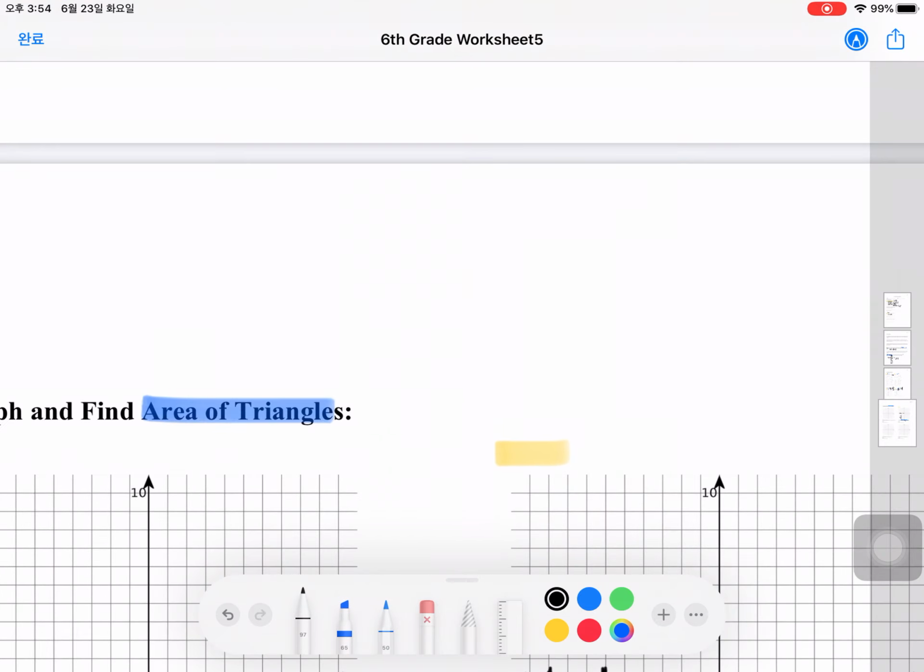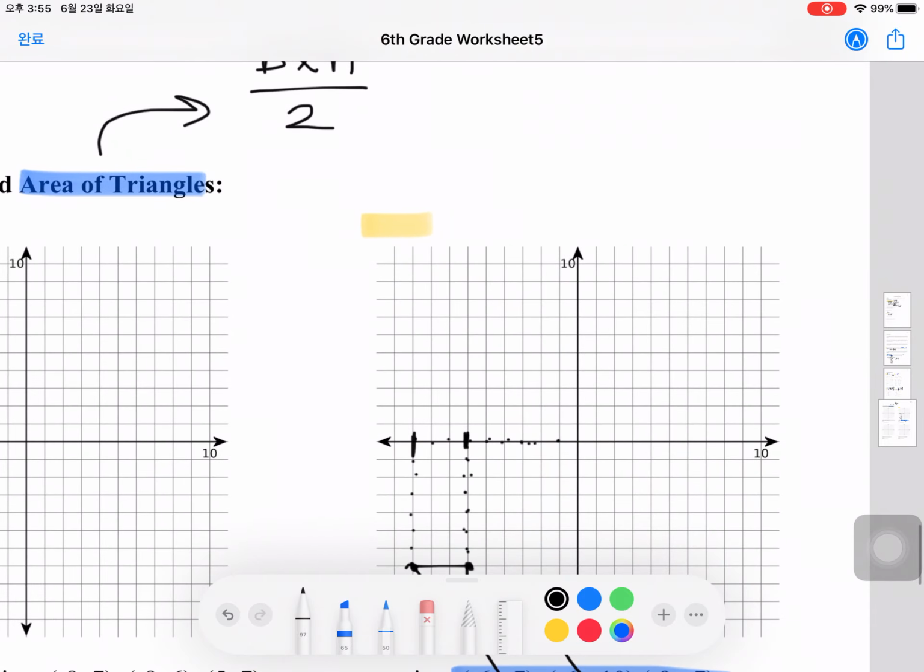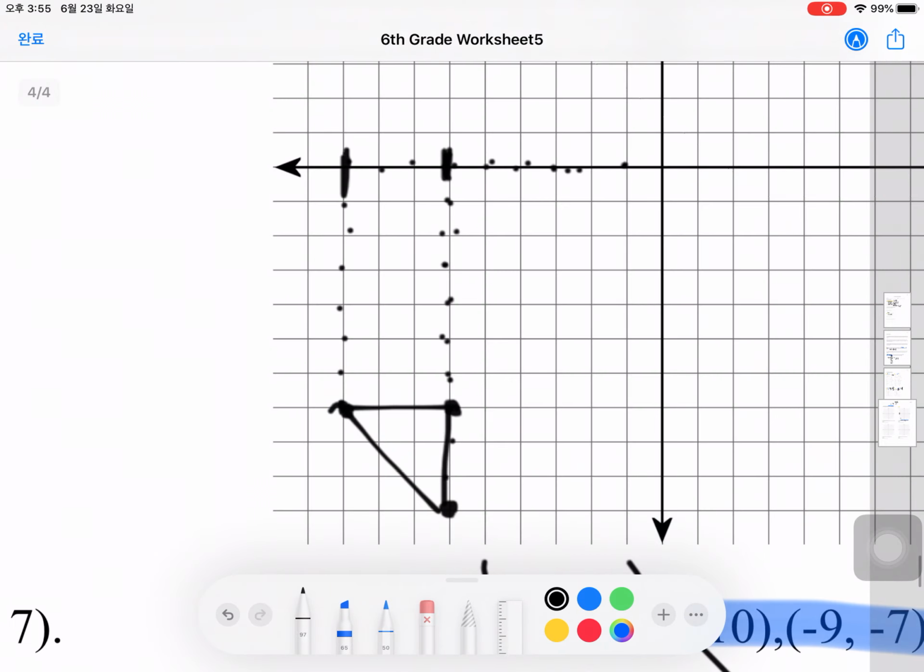The formula to find the area of a triangle is the base times the height divided by 2. So keep that in mind when we solve this. Let's make this the base and this the height. So we can see here that there is 1, 2, 3 here, 3 here, and 1, 2, 3 here as well.